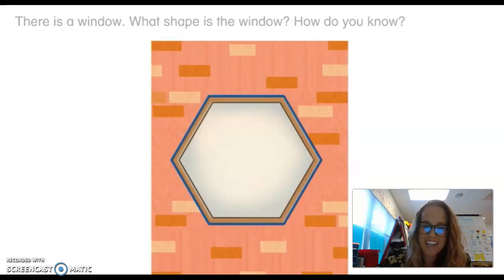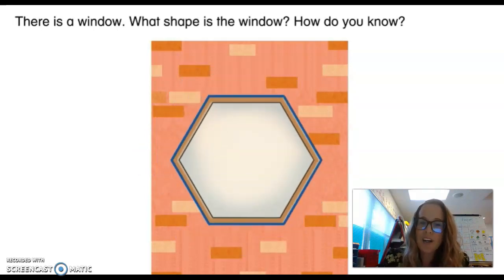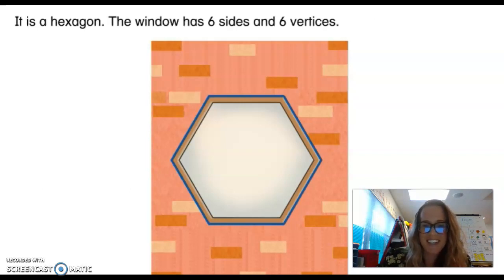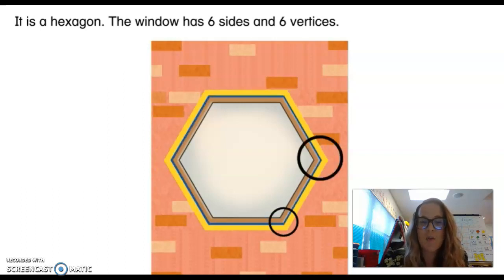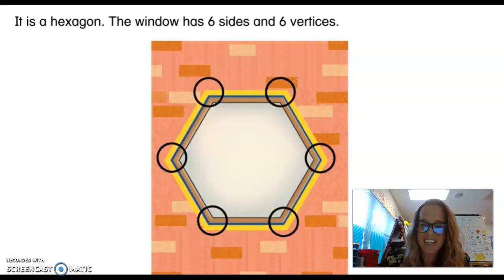What do you see? There is a window. What shape is the window? Good, a hexagon. How do you know? Think, how many sides does it have? How many vertices does it have? It is a hexagon. The window has 6 sides and 6 vertices.